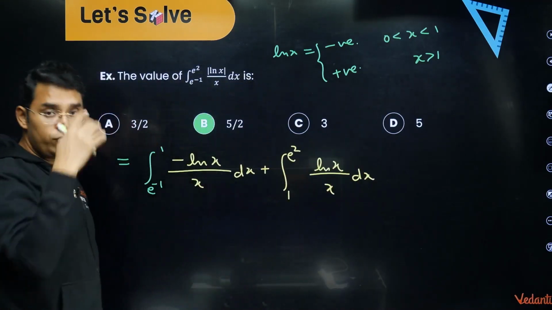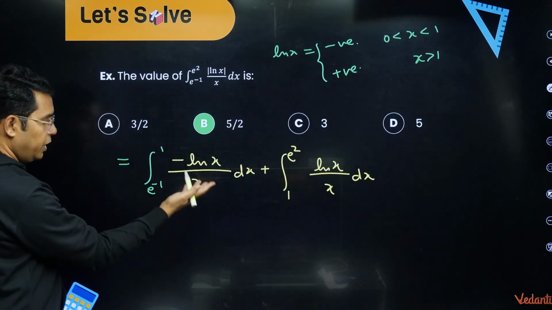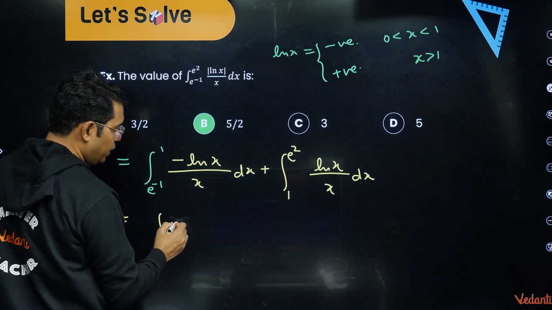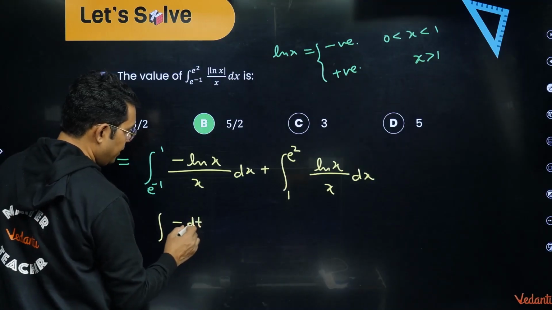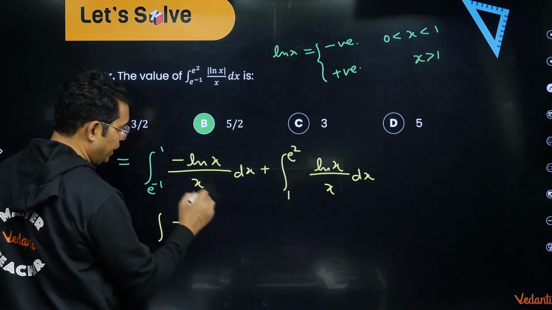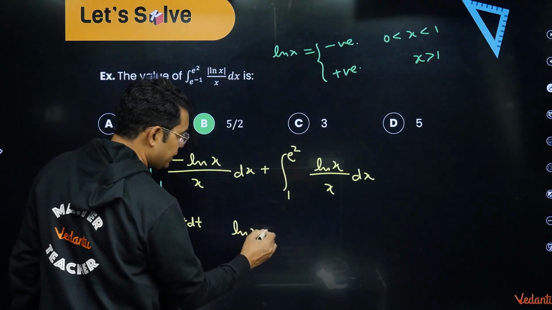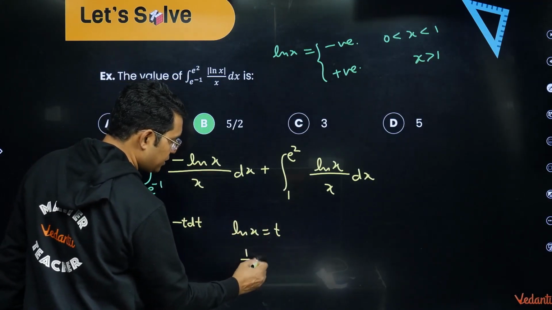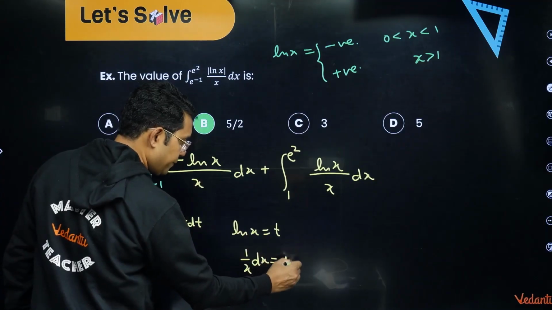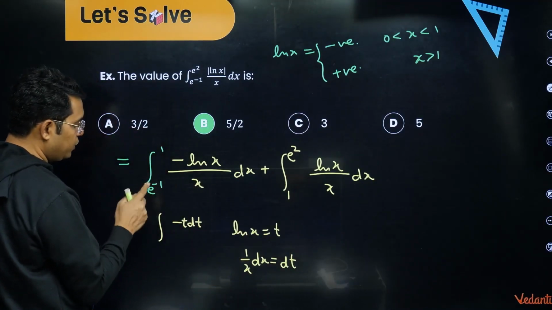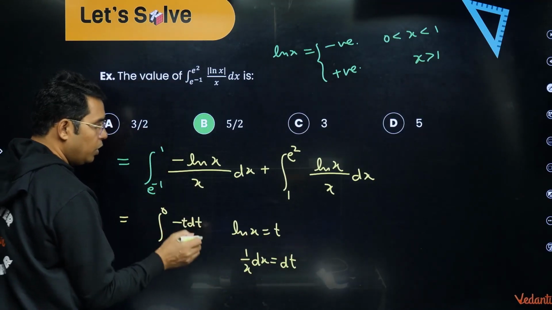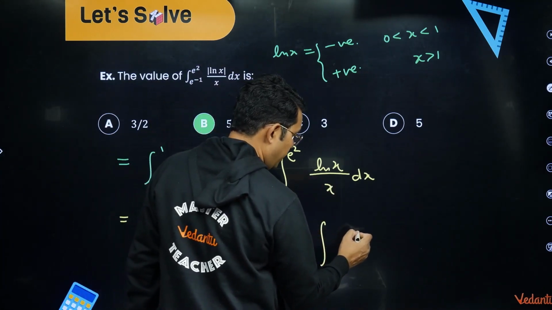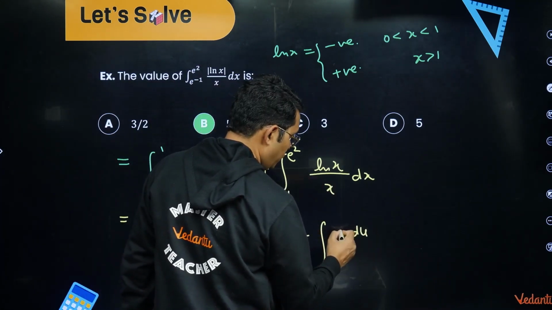Now also you have to do the substitution. ln x will be taken as t, so minus t dt it will become. I will be taking ln x as t, so the derivative of ln x is 1 upon x dx is equal to dt, and when you put the limits, it will be minus 1 to 0, and here you will be putting ln x as u, so it will be du into u.